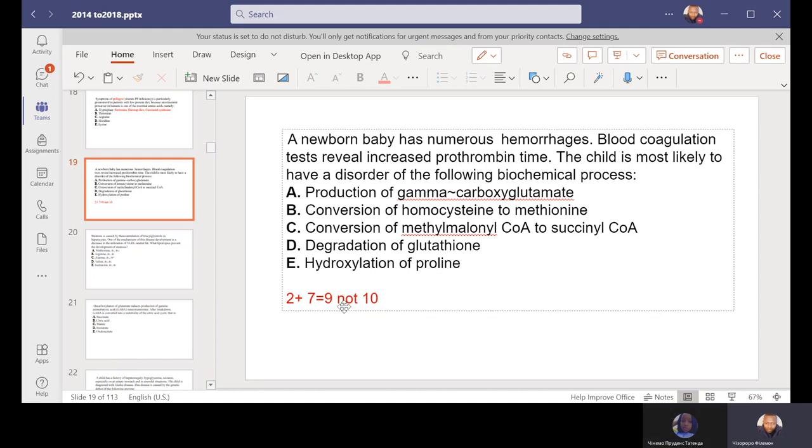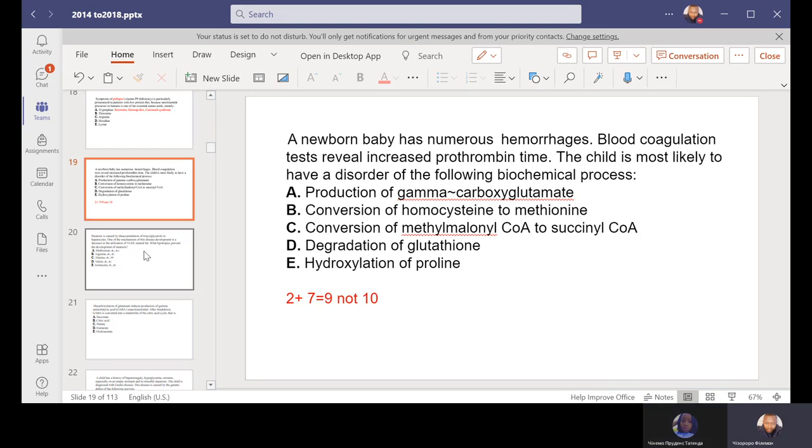Okay. So this note does not mean factor 10 doesn't use it. Yeah, it's just for the whole sentence to make sense. But all these numbers, all these clotting factors, they need vitamin K. So I said the process is called what? Gamma carboxylation of glutamic acid.